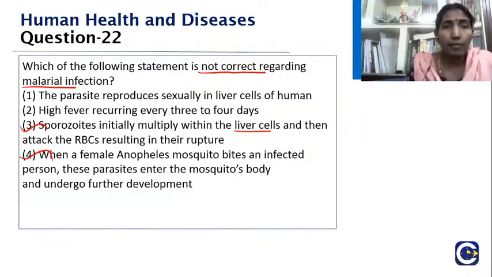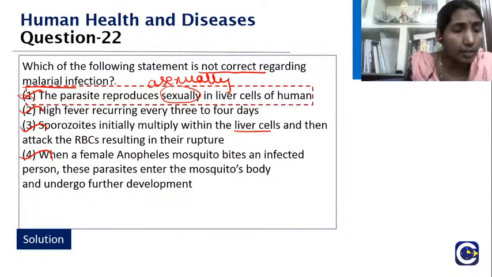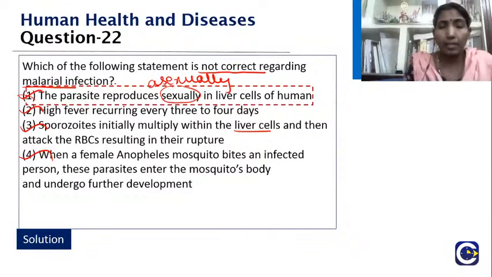High fever recurring every 3 to 4 days is also right. So what should be the option? The parasite reproduces not sexually, it is asexually, in the liver cell. So the right answer is: the parasite reproduces sexually in the liver cells of human. Yes, very good. Anandita, Jeevita, Nikit, Shreya, Sirisha, everybody giving the right answer.